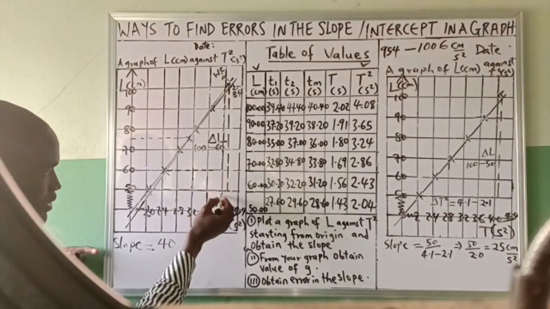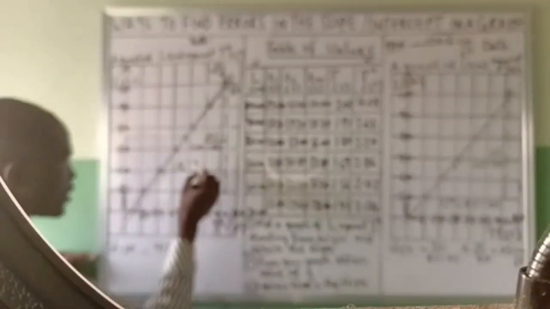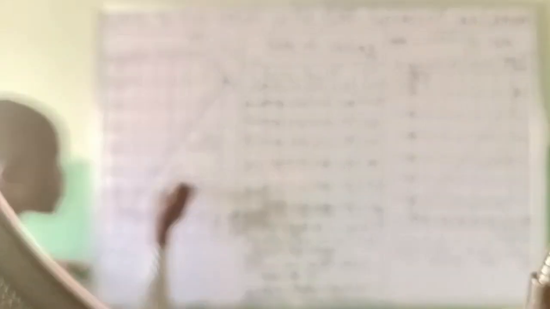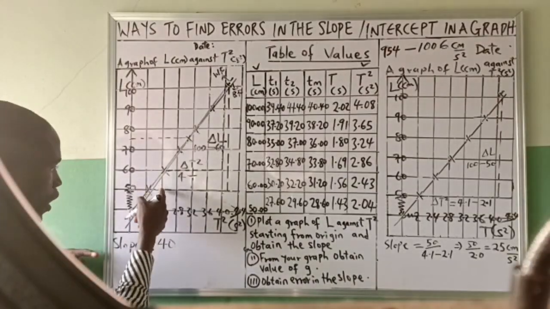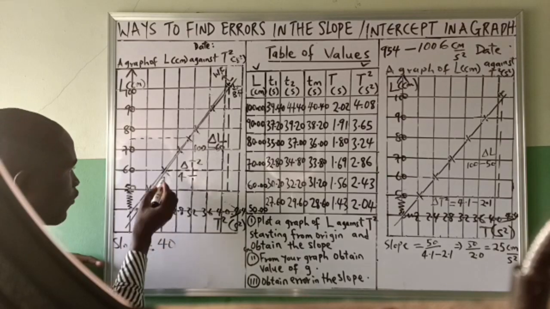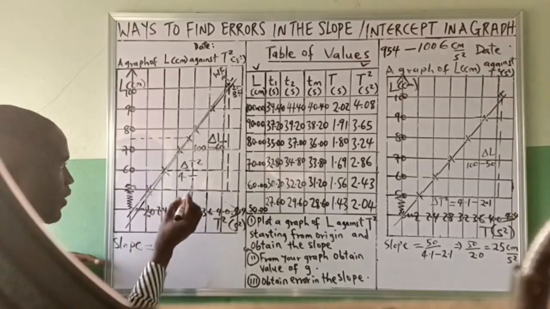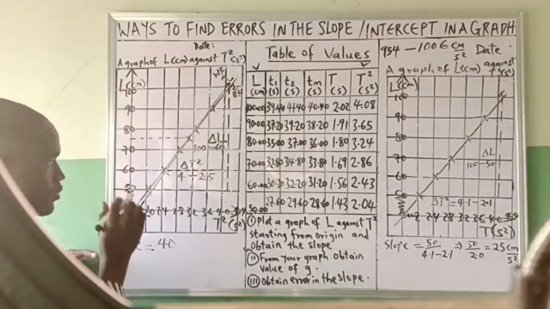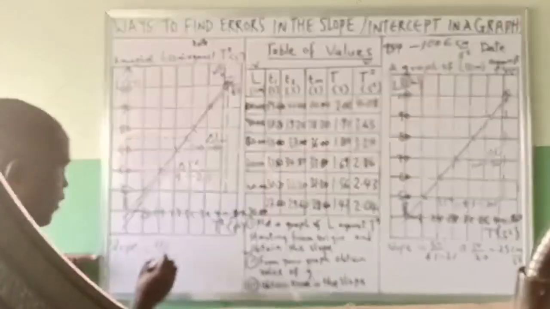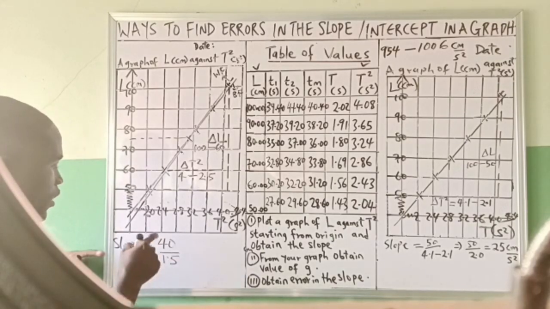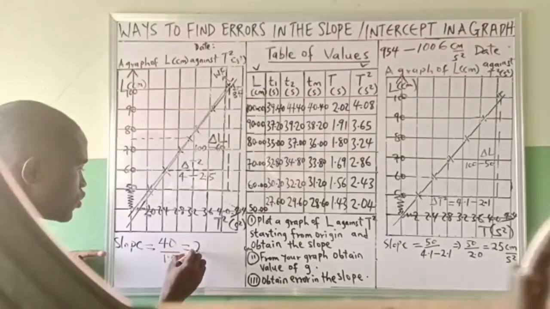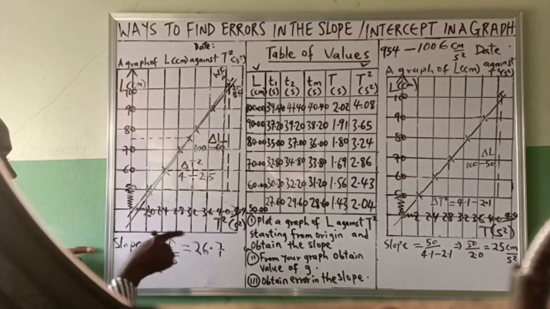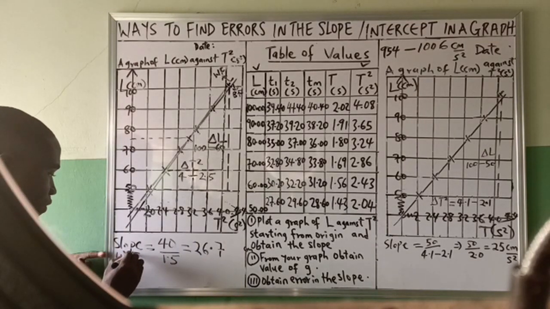Then you come here, what is the highest here? This is the change in t squared. The highest is 4.0, minus what is the lowest here? This is 2.4, so here should be around 2.5. 4 minus 2.5 is 1.5. 40 over 1.5 should be giving us 26.7 approximately. This is the slope for worst fit.